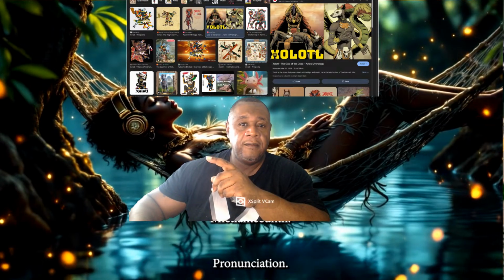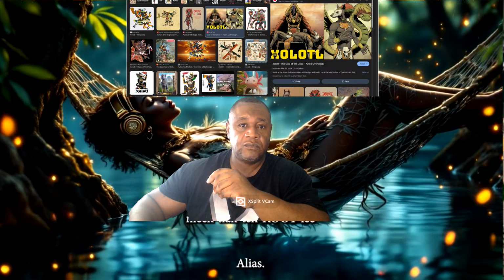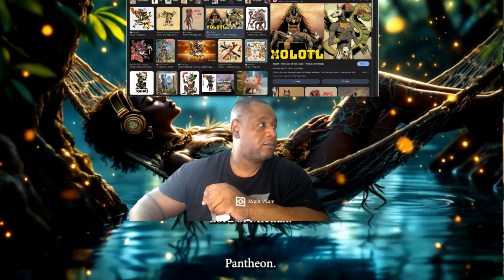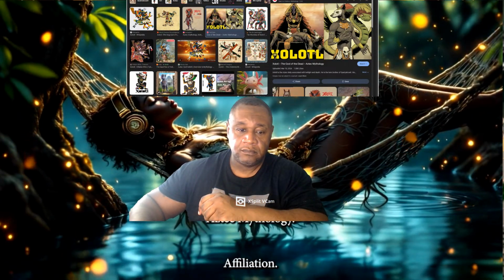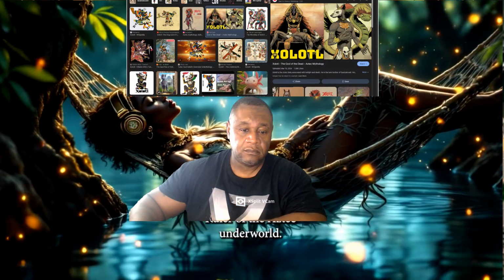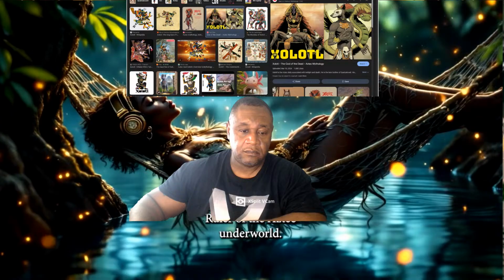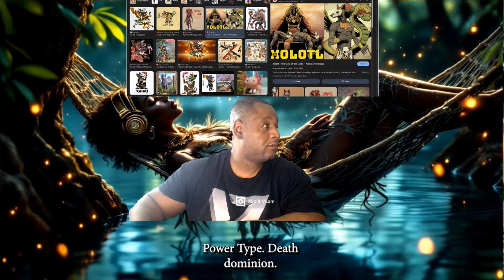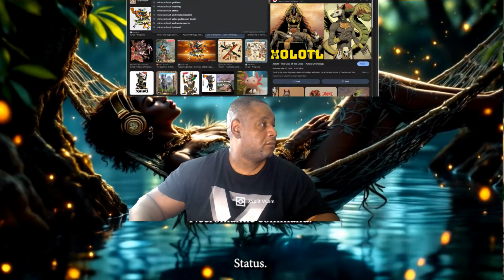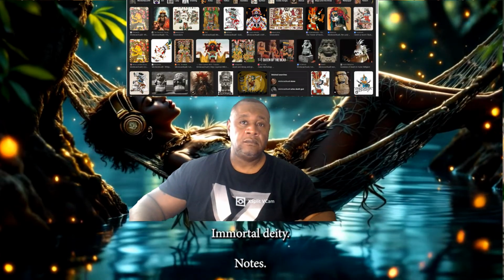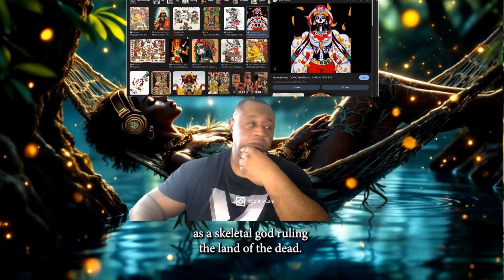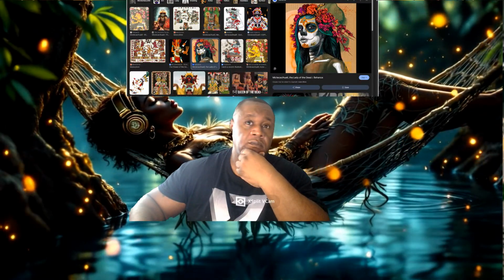Mictlantecuhtli. Pronunciation: Mictlantecuhtli. Alias: Lord of Mictlan. Pantheon: Aztec mythology. Affiliation: Underworld gods. Role: ruler of the Aztec underworld. Power type: death dominion, underworld authority, necromantic command. Status: immortal deity. Notes: often depicted as a skeletal god ruling the land of the dead.